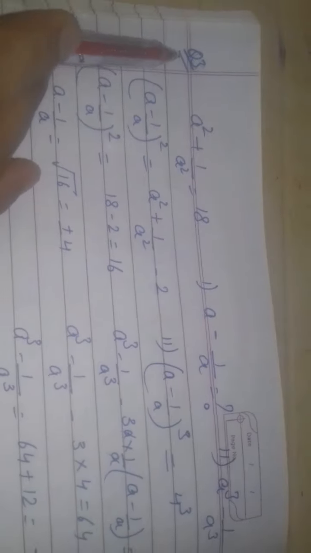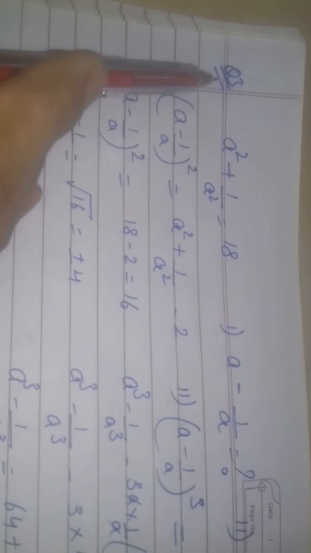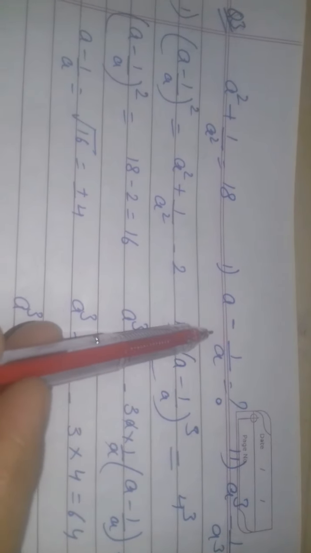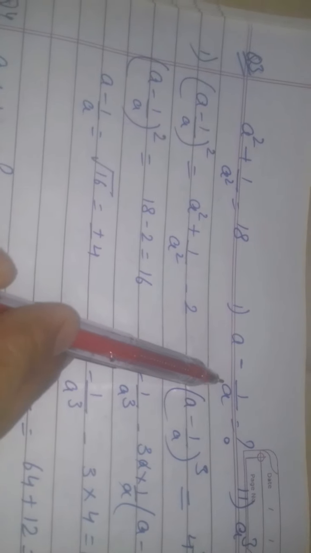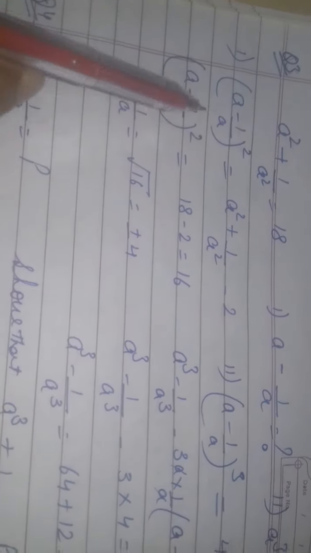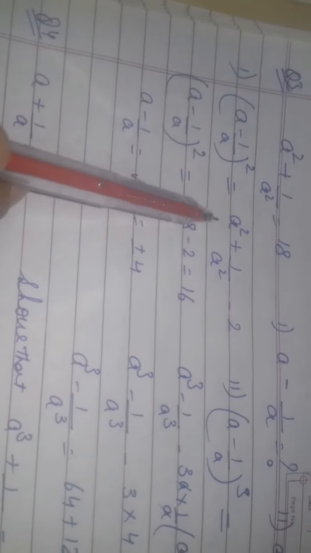Let's continue, students. Question number 3 of exercise B. You are given this value and a single term you have to find out. As I already told you, (a minus b) square is equal to a square plus b square minus 2ab. 2ab will get cancelled with each other when you write a into 1 over a, and a will get cancelled. So this we have to find. This value is 18 minus 2, 16. Under root of 16 is 4.